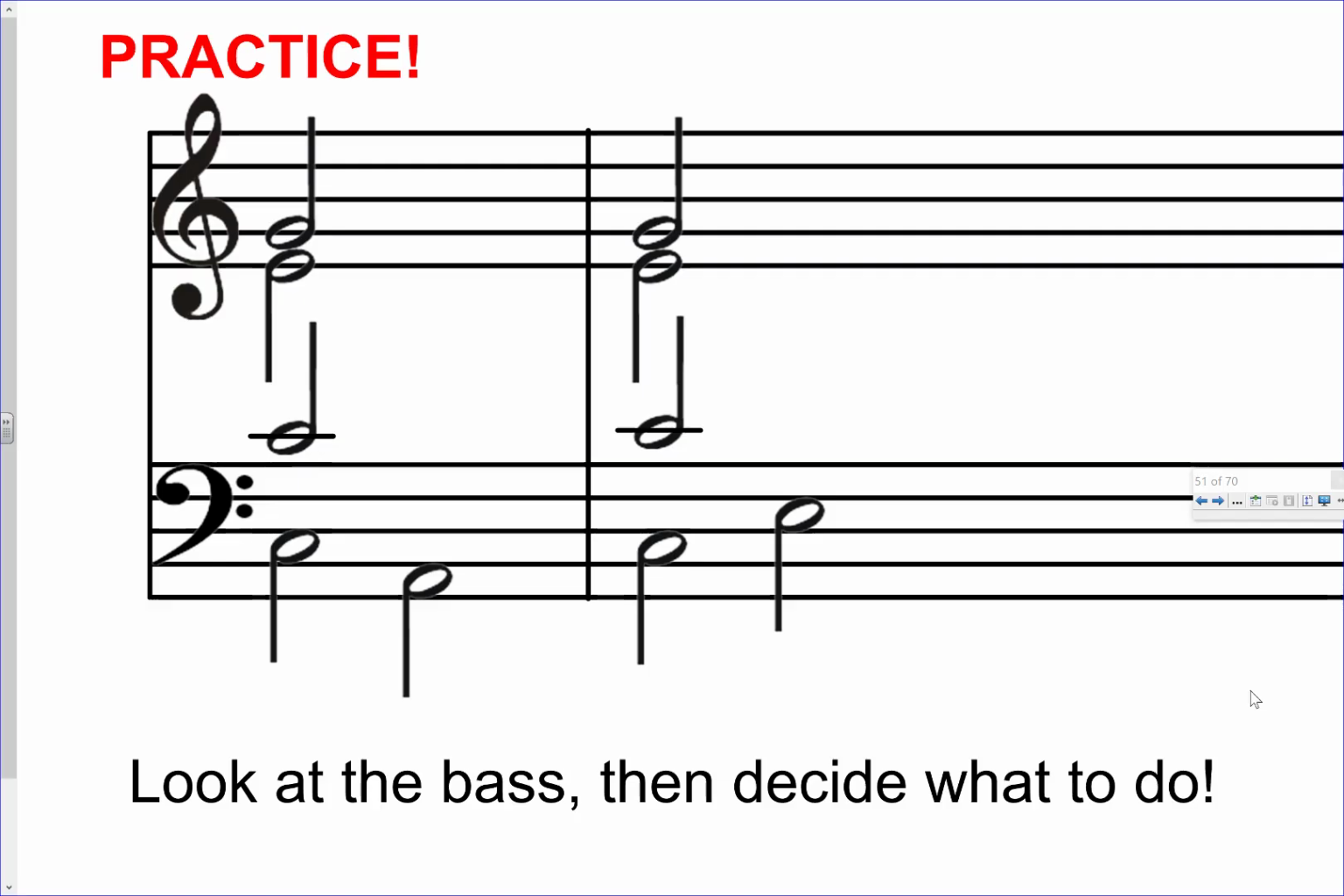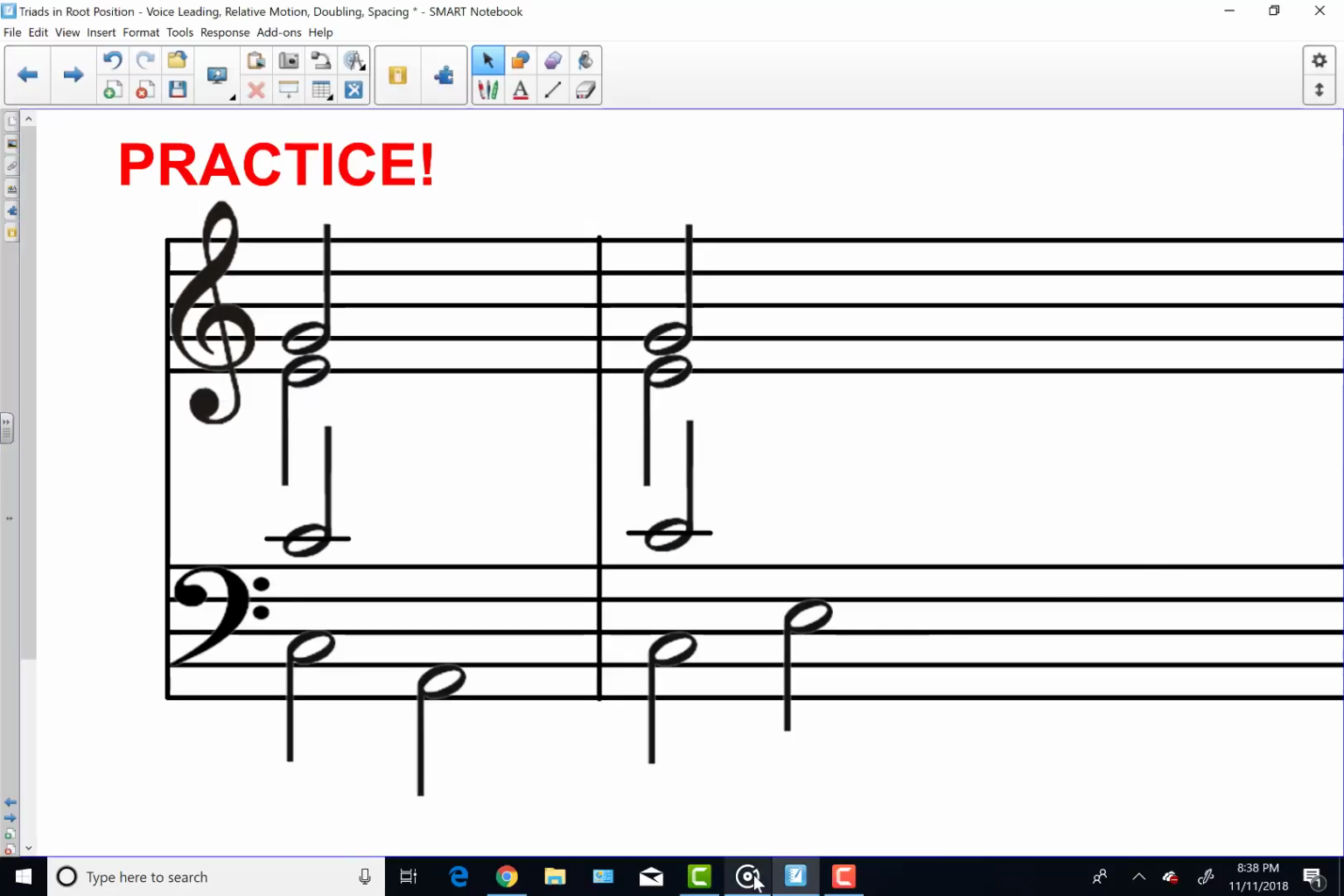Time for more practice. Please copy this down on staff paper and look at the bass, then decide what to do and voice lead for the upper 3 voices, following the principles discussed and learned today. Good luck, AP.